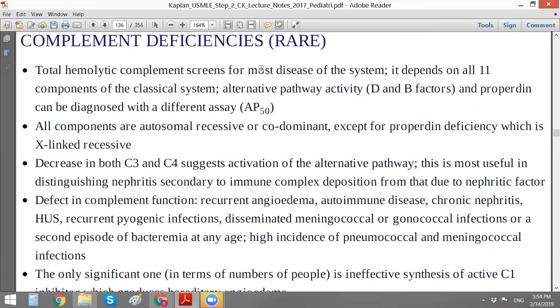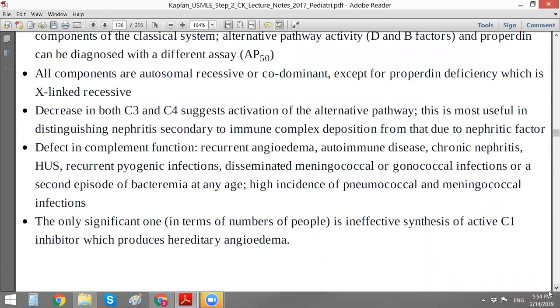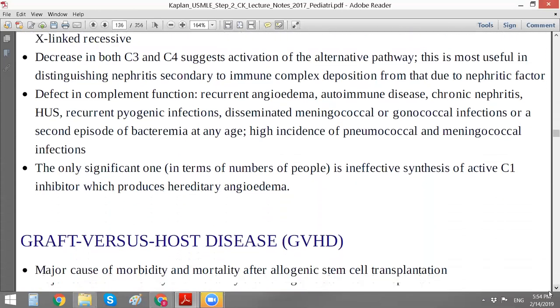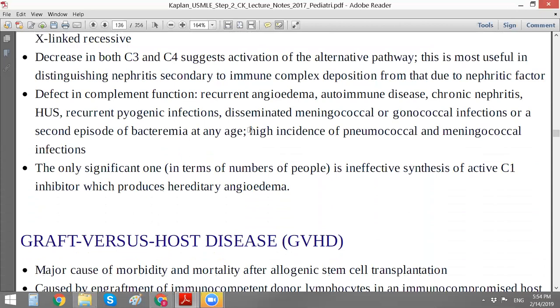Total hemolytic complement, all components, and I don't think we have to read this much. Complement deficiency causes a high incidence of pneumococcal and meningococcal infection. We'll just do the only significant one in terms of number of people, which is C1 esterase inhibitor deficiency.